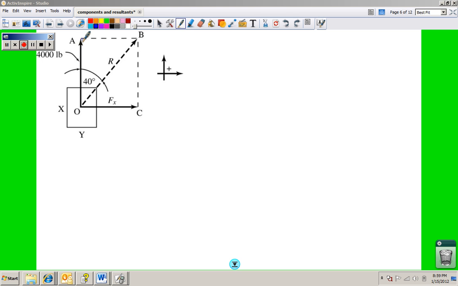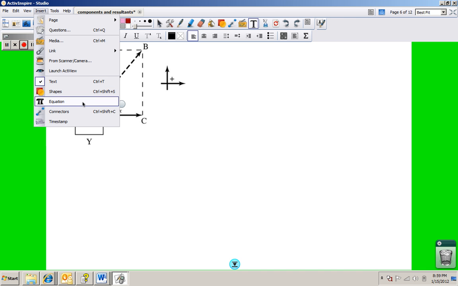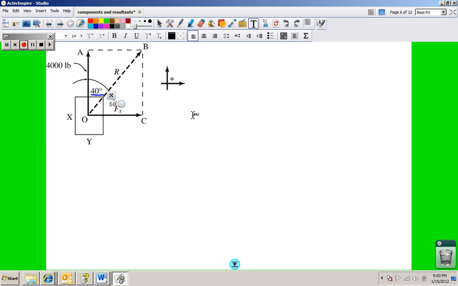So it tells us that the y component is 4,000 pounds, and you see that is in a positive y direction, and you see that this x component is also in a positive direction. All right, now if this angle is 40, what do we know about this angle? All right? We know that it is going to be 50 degrees. So that is 50 degrees, all right?